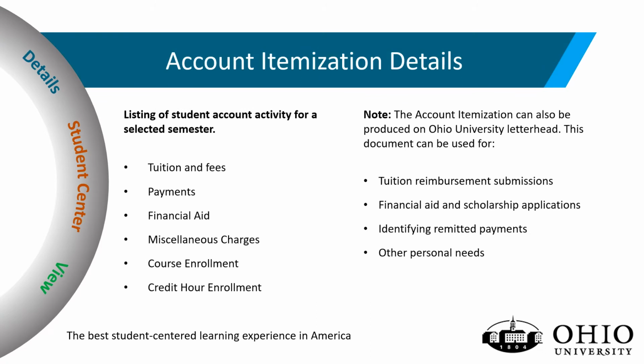It reflects all tuition charges, applied payments, disbursed and pending financial aid, miscellaneous account charges, and finally, course and credit hour enrollment. The account itemization can be viewed online, and it can also be downloaded or printed on Ohio University letterhead. This document can be used for tuition reimbursement submissions, financial aid and scholarship applications, identifying remitted payments, and other personal needs.